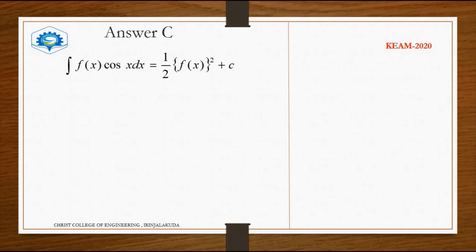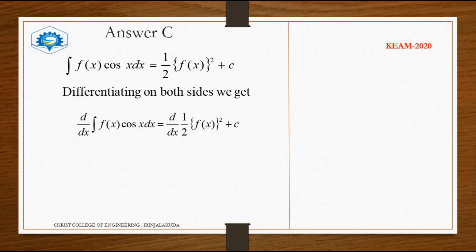Now, since we have only one equation and we don't have any second condition, one way of removing this integration is by differentiating the equation on both sides. So after differentiating, since the differential and integral are inverse processes, on the left hand side we'll be left with only f of x cos x.